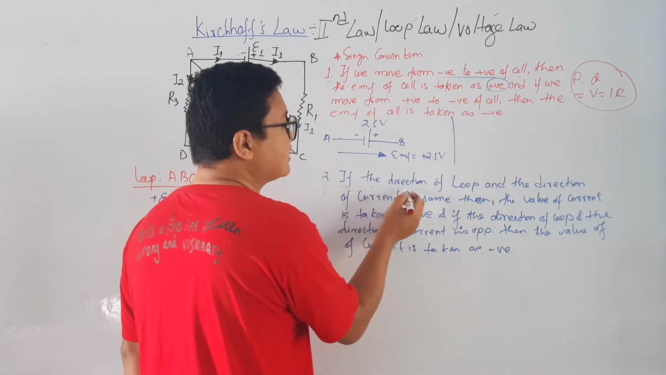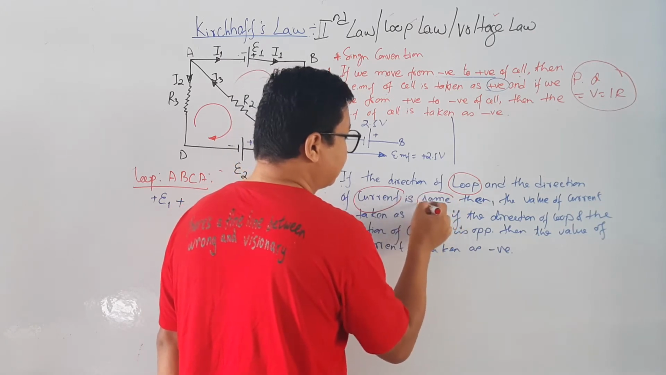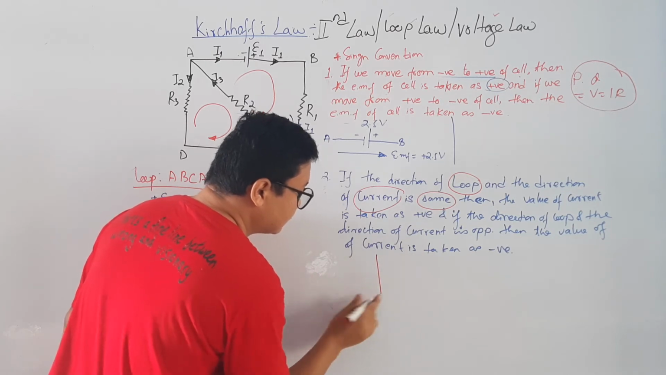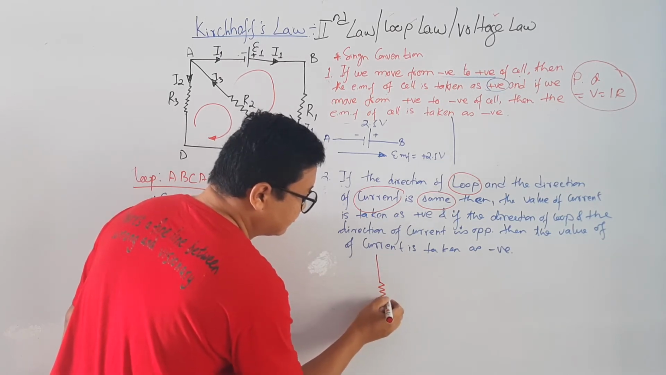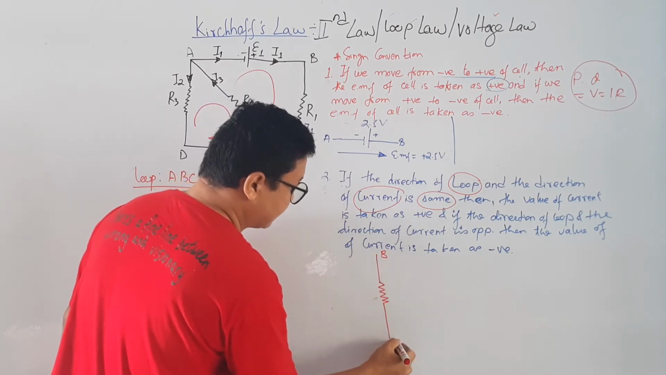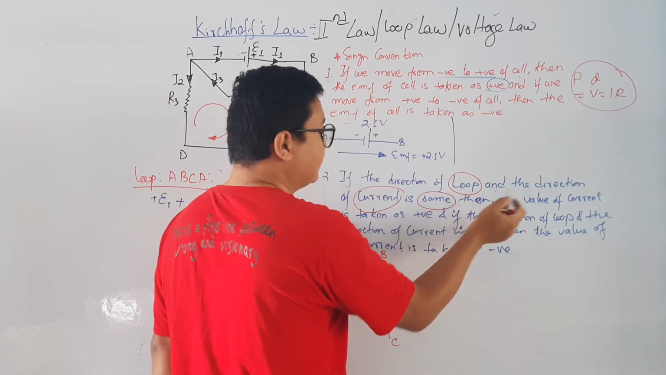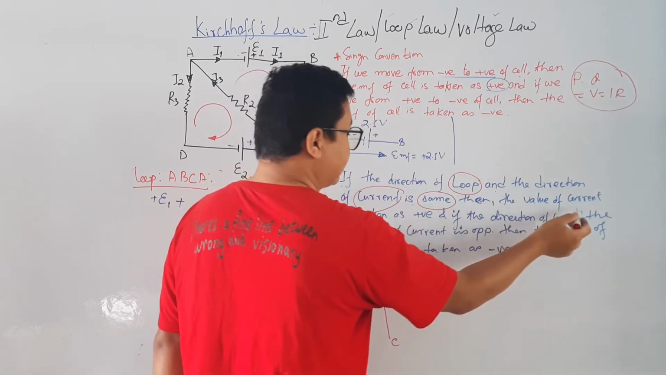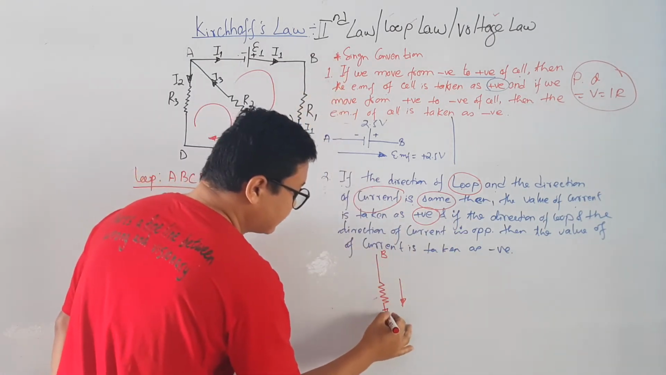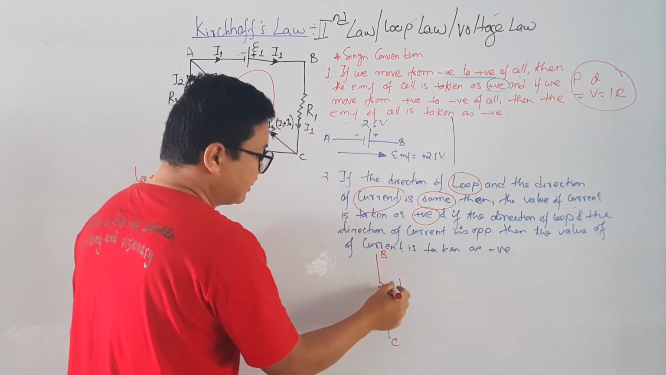See, if the direction of the loop and the direction of current are the same, please remember, it means that if I go in this direction, let us consider this is part of the loop and I am going like this, from B to C. If the direction of loop and the direction of current is the same, then the value of current is taken as positive. Here from B to C, what is the direction of current? The direction of current is in this direction, and how much is the current? I1, and this is my R1.